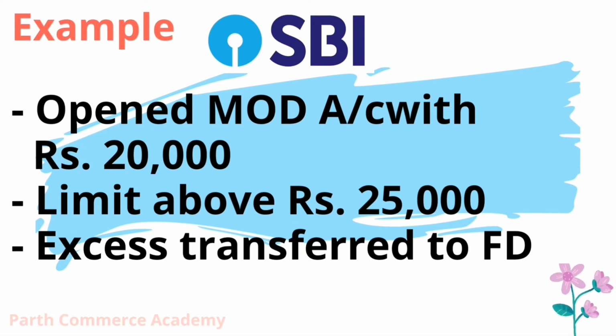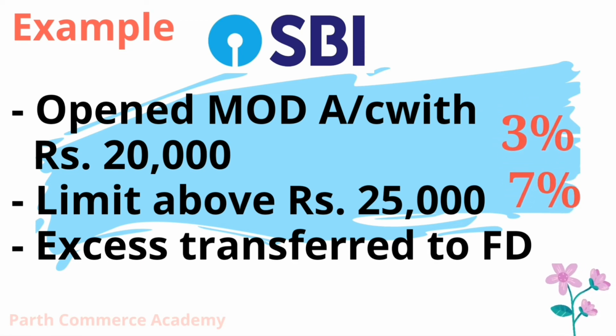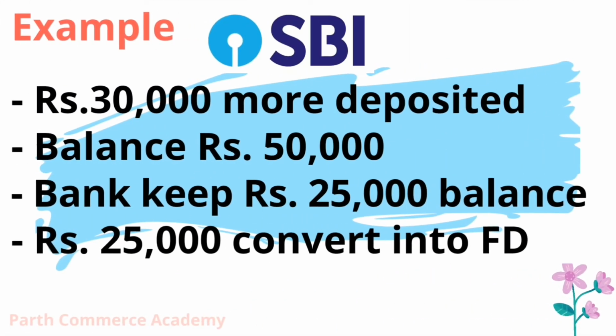Let's understand it with one example. Suppose you opened a multiple option deposit account in SBI with rupees 20,000, and the bank told you that if your balance is more than 25,000, the excess amount will be transferred to a fixed deposit account. They are paying 7% interest on fixed deposit and 3% interest on savings account. Suppose you have deposited 30,000 more in your account. Now your balance has increased to 50,000. So here rupees 25,000 will be available for you, and 25,000 will be converted into a fixed deposit automatically.